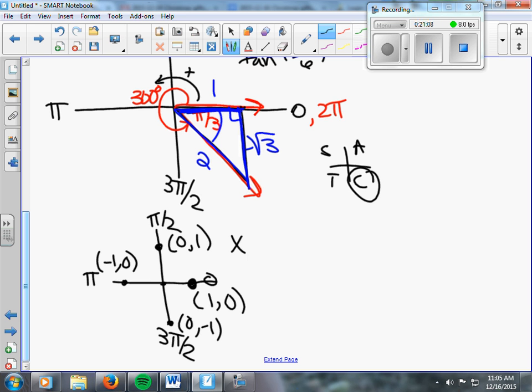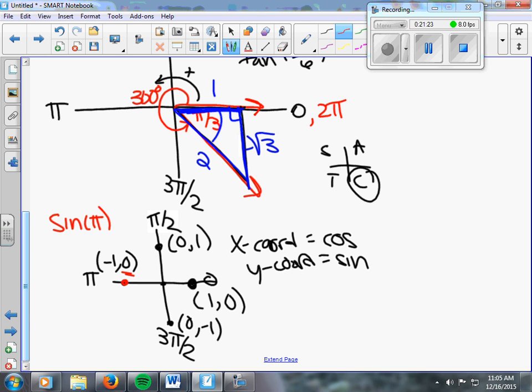The x coordinate is the cosine. The y coordinate is the sine. So for example, what is the sine of pi? Well, the y coordinate there is 0, so it is 0. And then you can get tangent by doing the ratio of sine over cosine, and then you can get all the other 3 now. All right, so be able to do this.